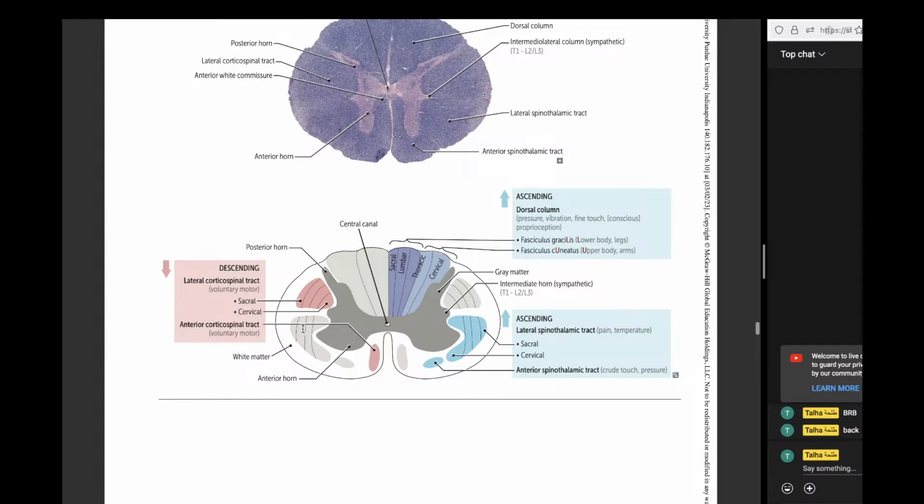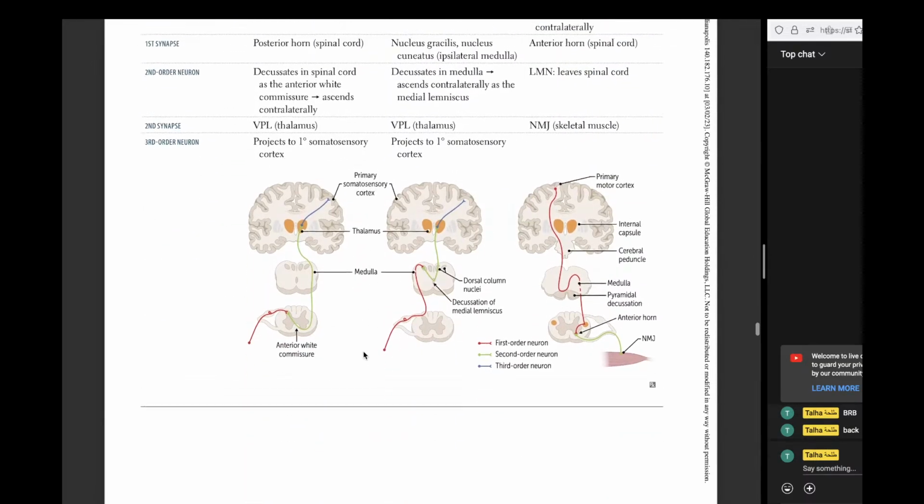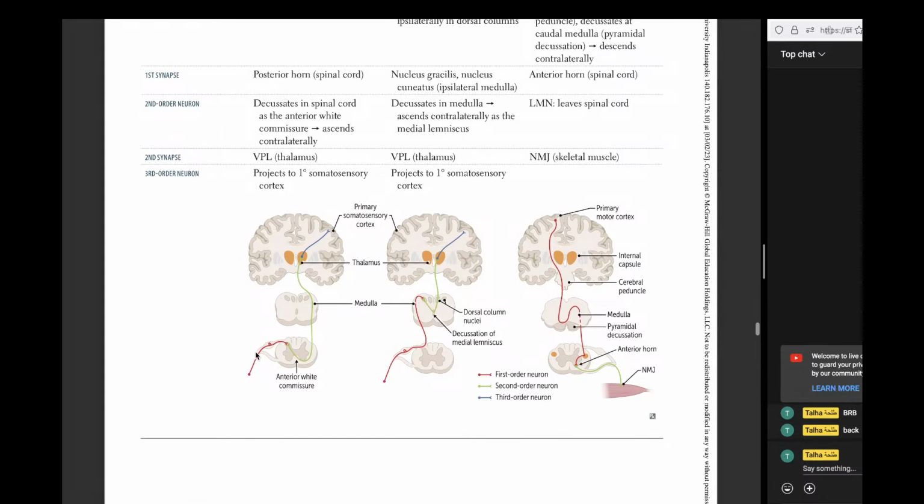Descending is lateral corticospinal tract. Okay, and the anterior corticospinal tract is voluntary motor. And then you have also the ascending lateral spinothalamic tract for pain and temperature, which crosses over in the anterior commissure. Oh, perfect. The tracts. Okay. So this tract is a spinothalamic tract. It crosses over the anterior white commissure and then goes up to the VPL.